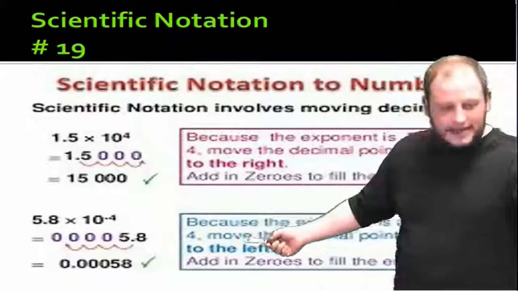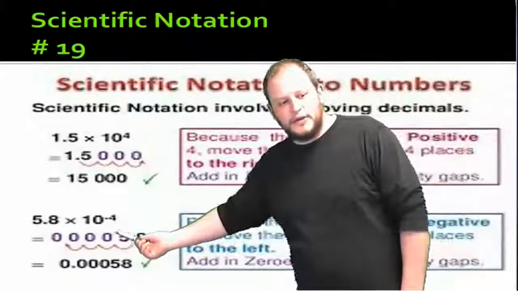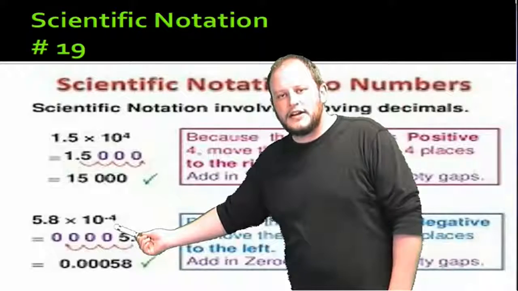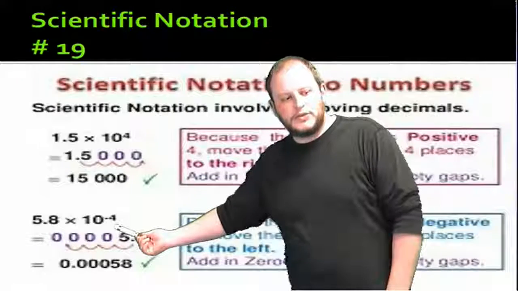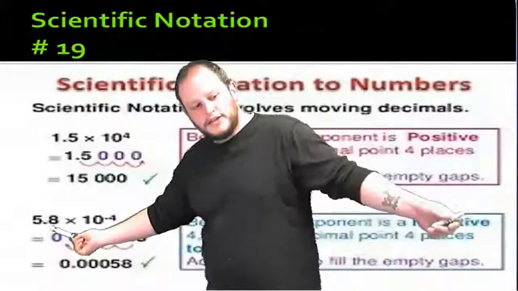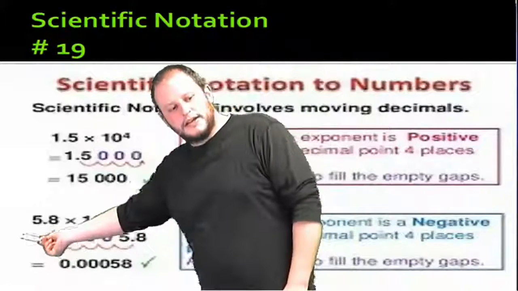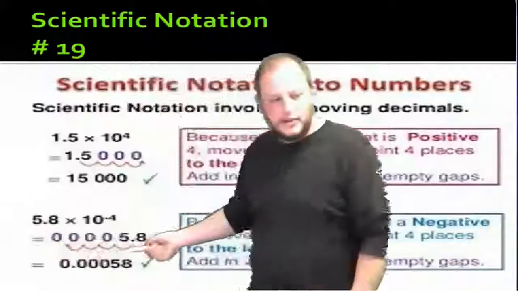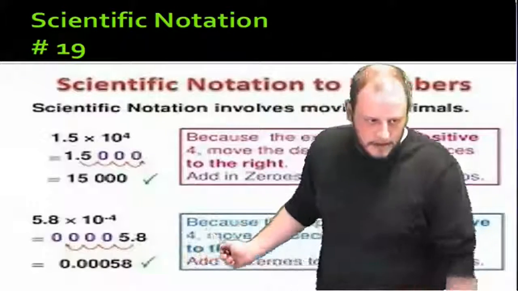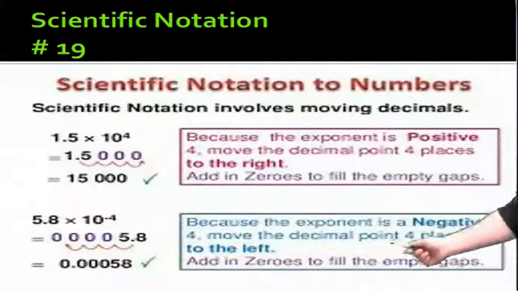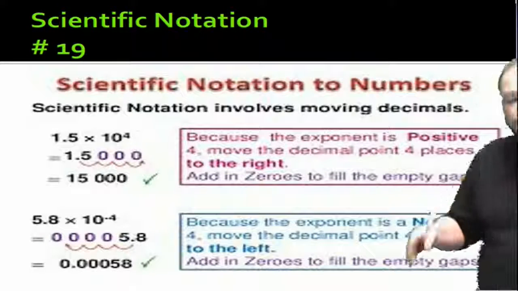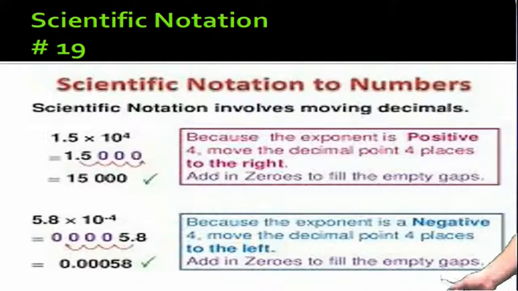If you're looking at your scientific notation and you have a negative exponent, such as this one, 5.8 times 10 to the negative 4, well, this means that our number is super small. So we got to go to our decimal point and we move it the other way so that our number gets smaller. So it goes 1, 2, 3, 4, and we end up with 0.00058. Notice this, because the exponent is negative 4, move the decimal 4 places to the left, making your number smaller. Add in zeros to fill in the empty gaps.